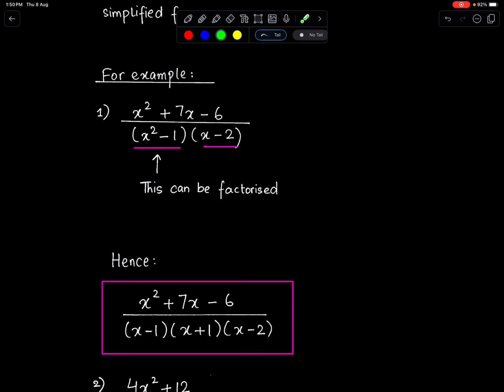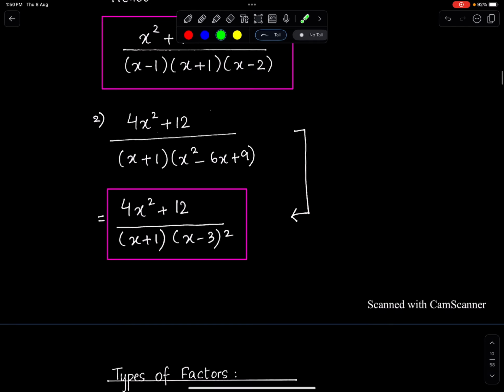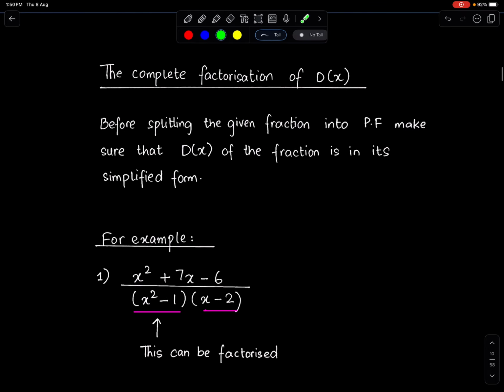So when you factorize this factor, you will get this fraction. x minus 1, x plus 1, x minus 2. So this is the simplified form of the denominator. Another example. This is the simplified form of the factor, but this can be factorized. So when you factorize this, you will get x minus 3 whole squared. This is the second step you need to observe while solving questions of partial fractions.